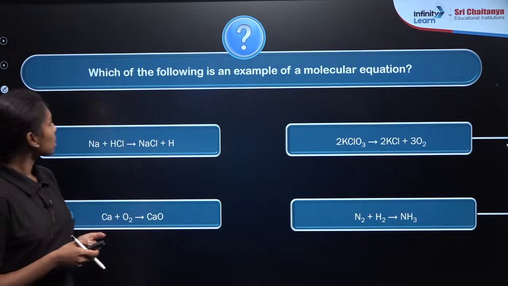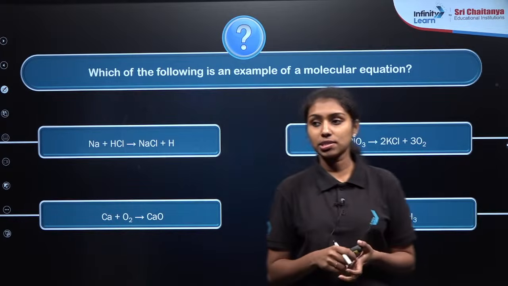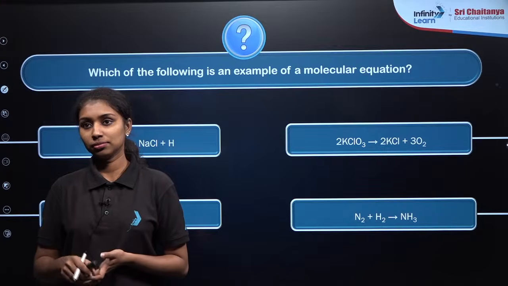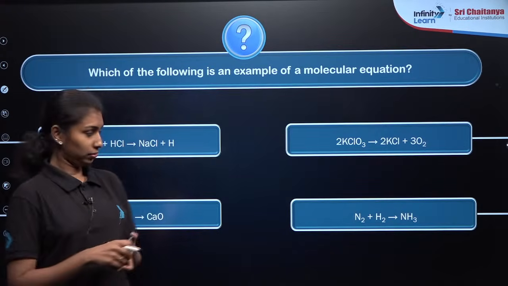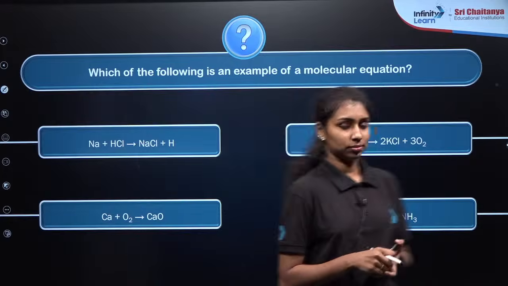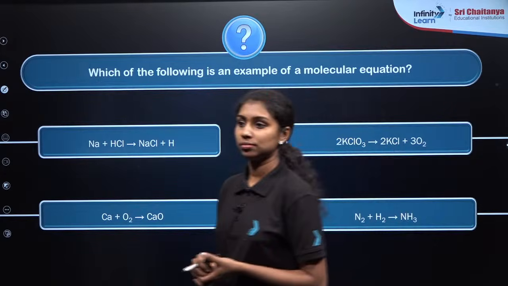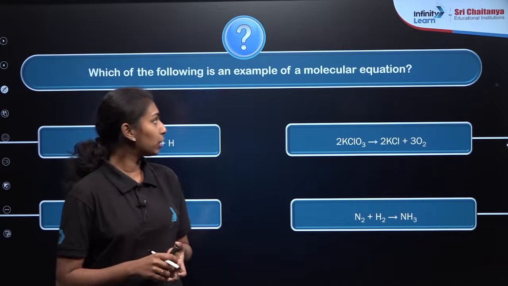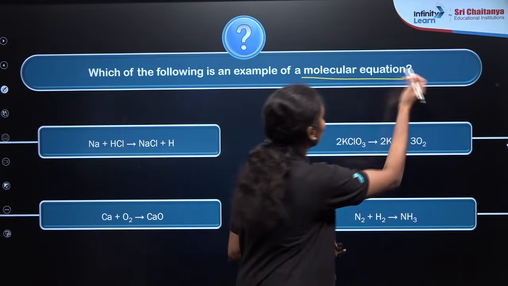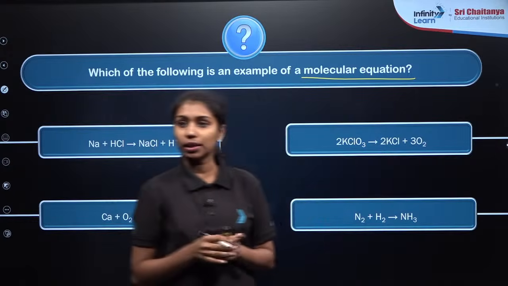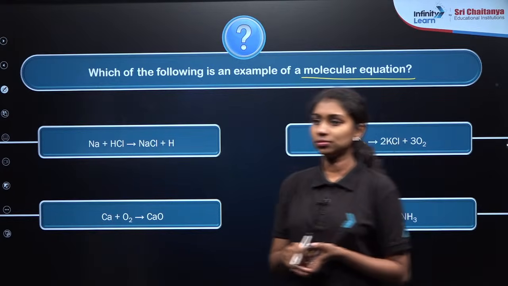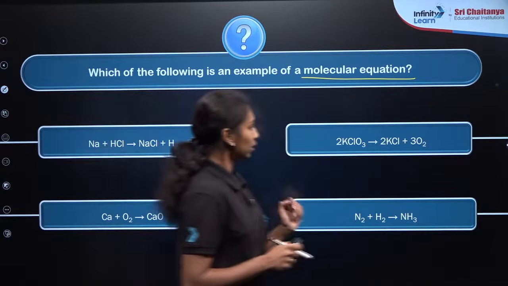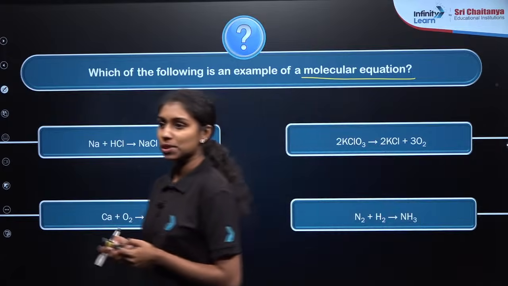So here is our next question. Which of the following is an example of a molecular equation? Read the options carefully. You need to identify the molecular equations. So what is the meaning of a molecular equation? How they are changing, how they are forming. Okay, Sanjay is giving me option 3 as the correct answer. Then again Durgesh is giving me option B.